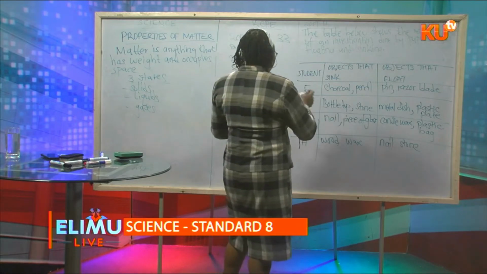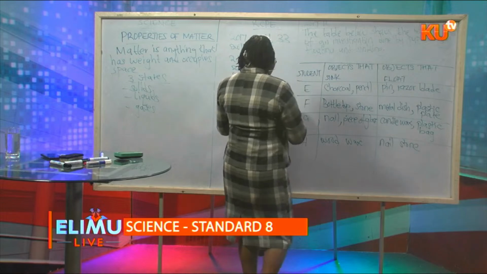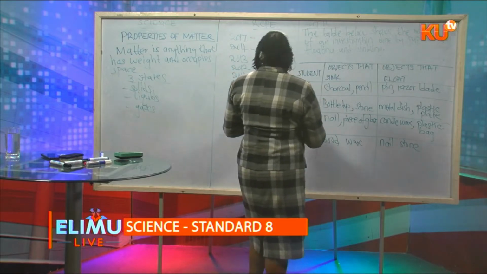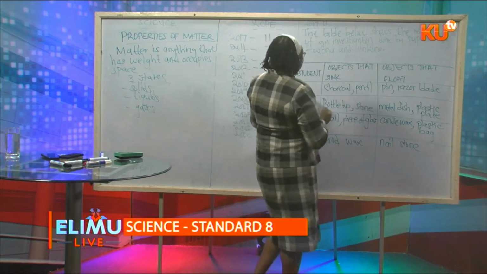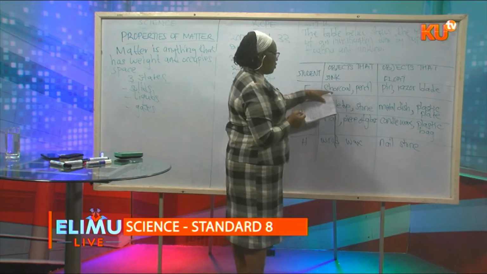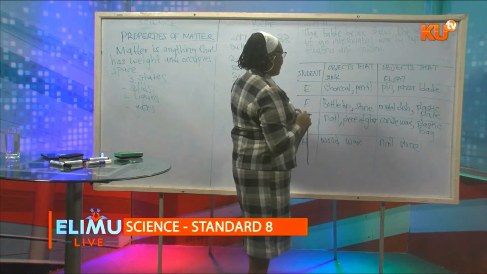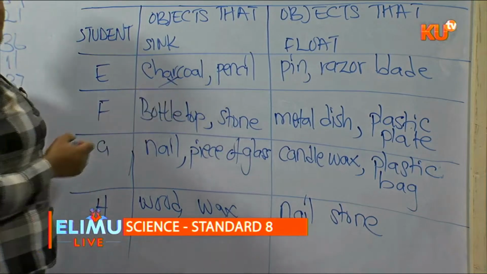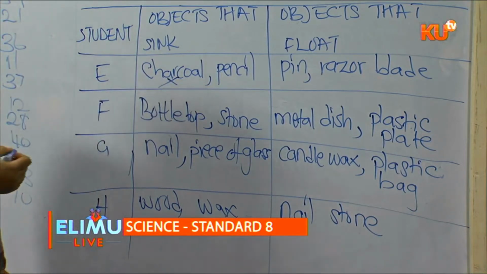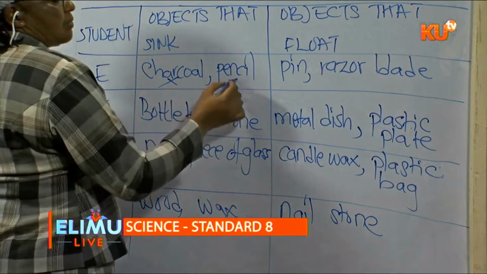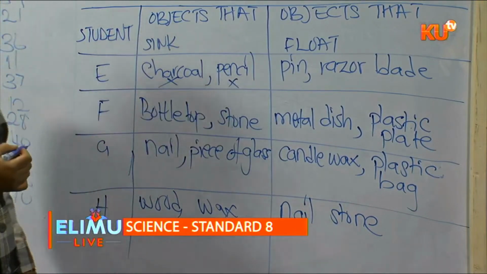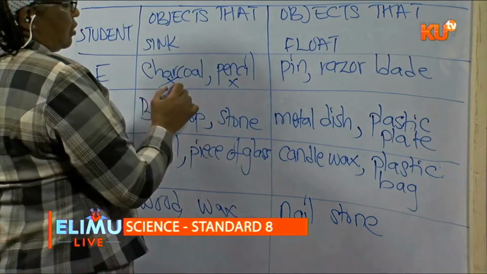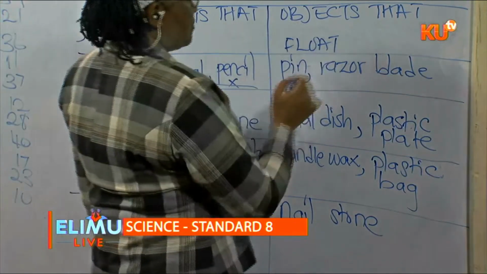Now we are going to look at the answers. Student E said charcoal can sink and a pencil can sink. Now this is wrong because charcoal is made of wood and wood is a floater. The same case applies to a pencil. A pencil is made of wood and wood is a floater. So this is wrong.